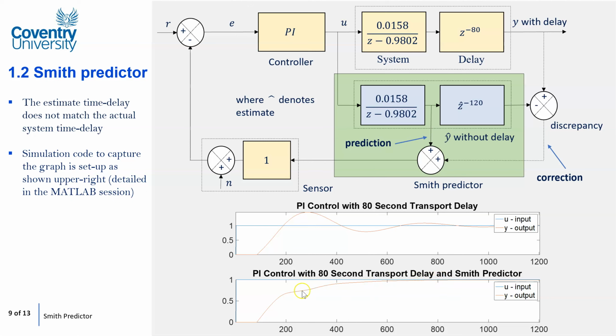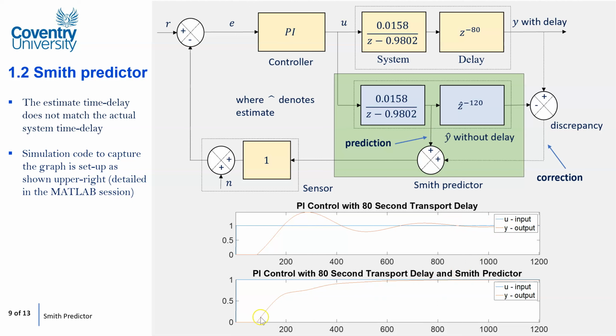Although you haven't got any overshoot, the system response is a little bit sluggish. And the PI control with the 80-second transport delay, so this is without the Smith predictor, you can see now we've got quite a lot of oscillation. So although the Smith predictor is quite sluggish, it's still giving us better system performance than not having the Smith predictor, because we're still getting into steady state faster than the PI control with 80-second transport delay. So you can see even at this point we're roughly in steady state, and at this point it's still oscillating.